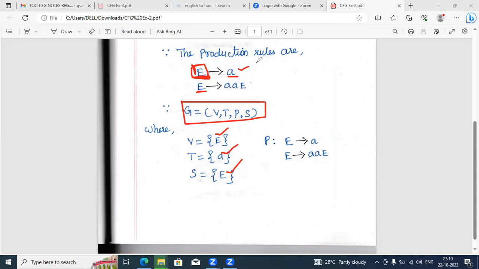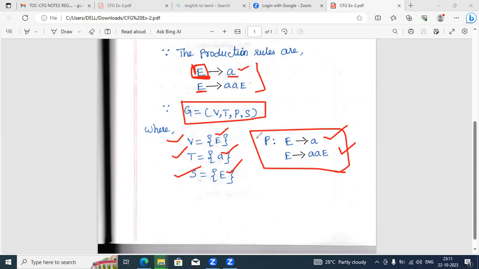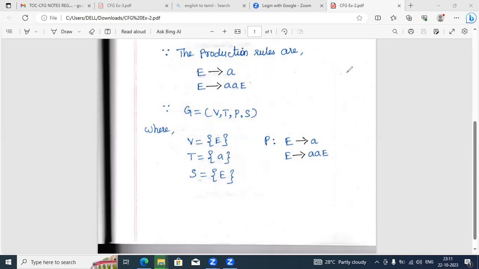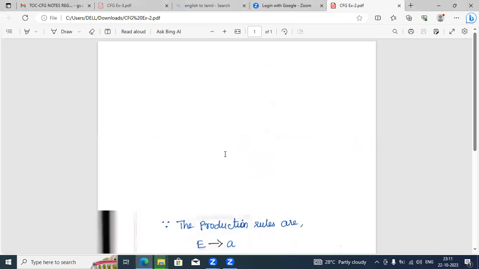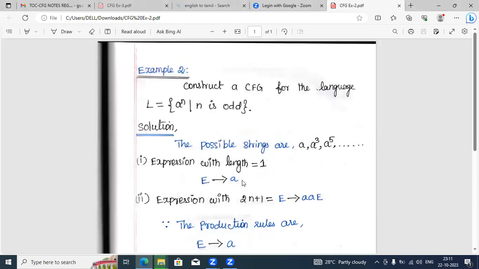And obviously, we have created two productions based on the given language. The productions are E → aaE and E → a. So we got the four components: V the variables, T the terminals, P the productions, and S the start symbol. Finally, we got all the components of the context-free grammar. So this is the answer for the given question: the language L = a^n, where n is odd. I thank you all for watching this lecture series.